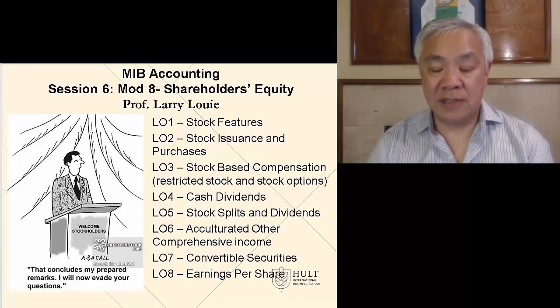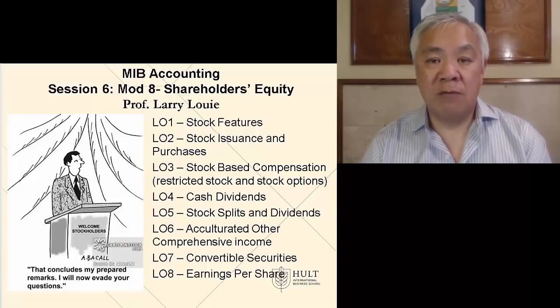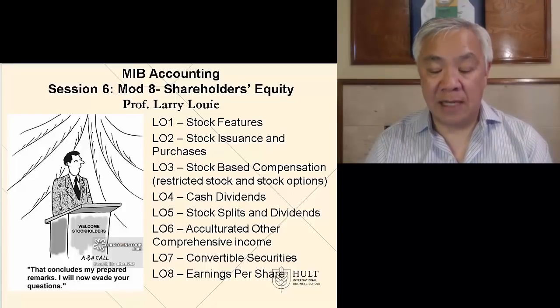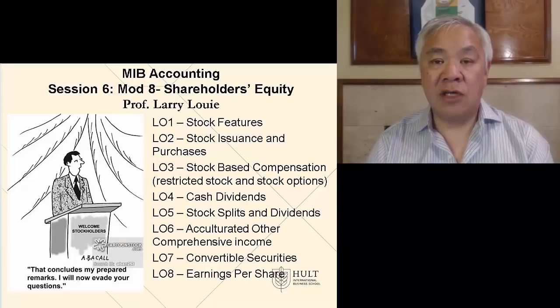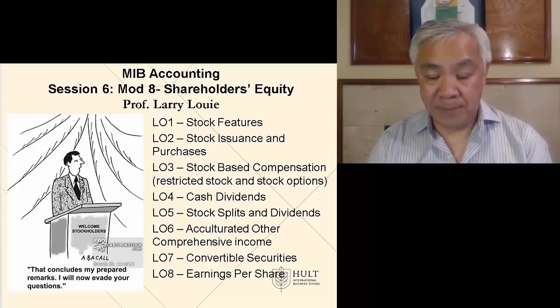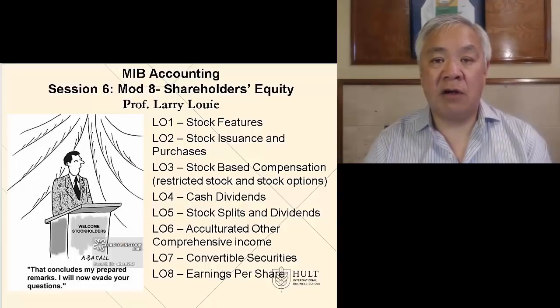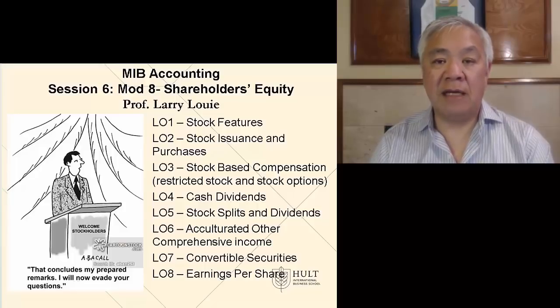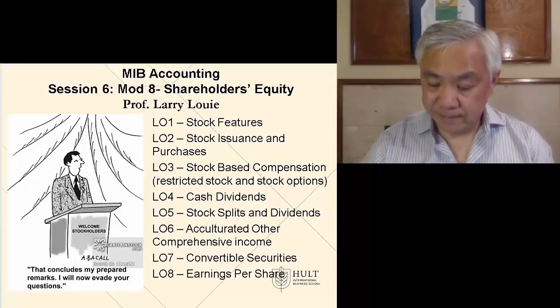LO2 is on stock issuance. LO3 is on stock-based compensation, which could be warrants, restricted stock rights, or options. LO4 are cash dividends. LO5 are stock splits and stock dividends. LO6 are accumulated other comprehensive income, abbreviated AOCI. LO7, learning objective 7, are convertible securities, and these could be bonds or preferred stock. And finally, LO8, learning objective 8, is earnings per share, looking at both primary and diluted.